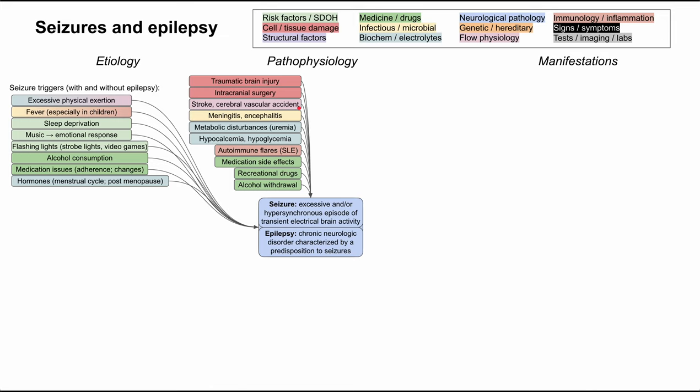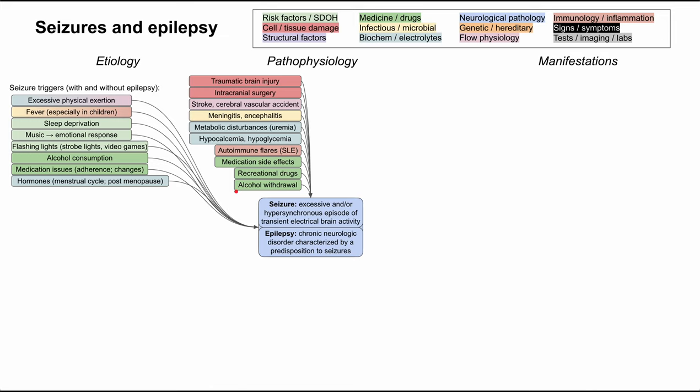Encephalitis and meningitis, these infectious processes can cause inflammation in the brain, which can change the brain's excitability level, causing a seizure. There are some electrolyte disturbances, including hypocalcemia, hypoglycemia, and uremia, that can cause a seizure as well. Autoimmune flares of some autoimmune diseases, like systemic lupus erythematosus, given in the example here, can also manifest as seizures. Some medications have seizures as a side effect, so that could be a prescription medication. It could also be recreational drugs, and alcohol withdrawal can also cause individual seizures.